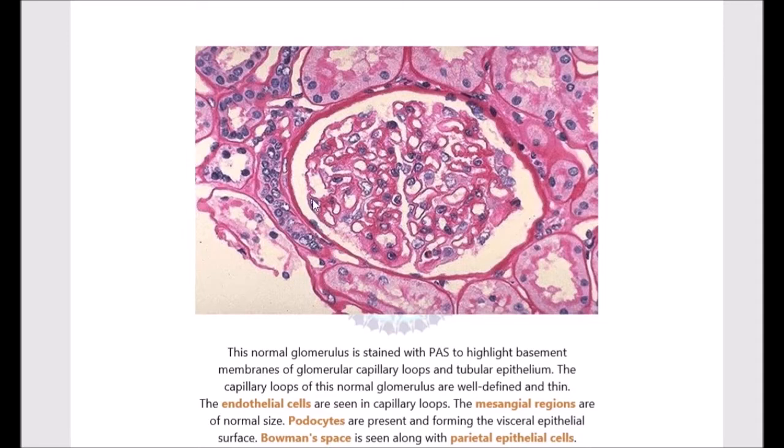This is some of the podocytes, and this is the Bowman's capsule, having some of the parietal cells. This is the visceral layer and this is the parietal layer. Once again, the Bowman's capsule has parietal epithelial cells. This is the tuft of capillaries. The capillary lobes are normal, thin, delicate, well defined, with some endothelial cells and some mesangial areas, the normal cell number, and some podocytes here, and this is the Bowman's capsule, and this is the parietal cell.